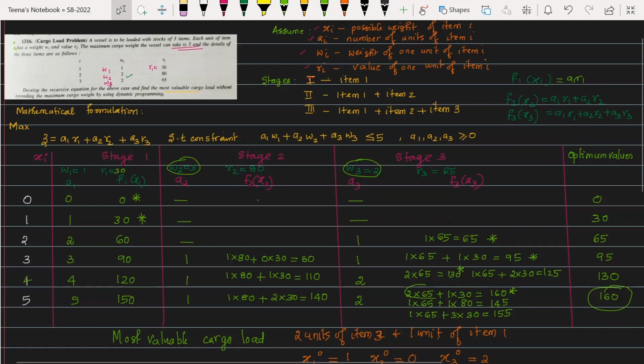Suppose in the question you are given that the maximum cargo weight is 10, then you will have to extend this from 0 to 10. So the problem becomes bigger and bigger if you have more items and more cargo load. So this is comparatively a very simple problem to study how the cargo load problem proceeds. Thank you.